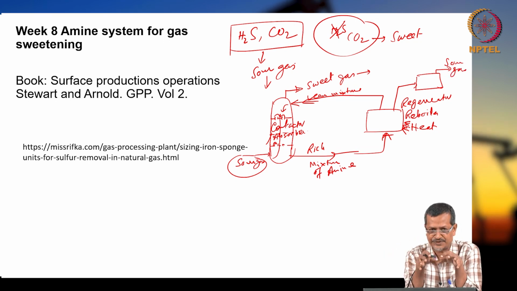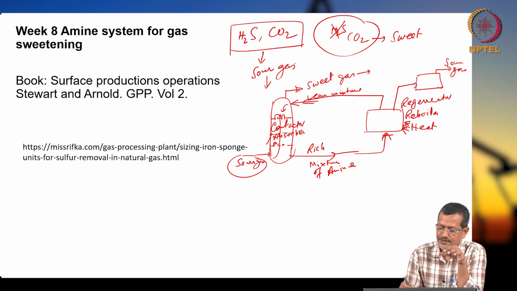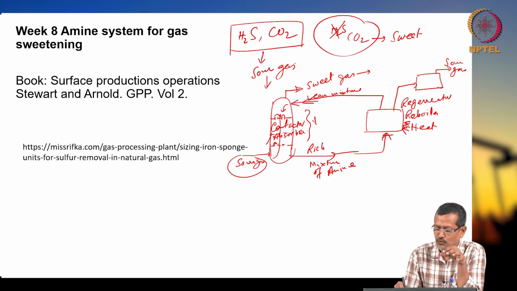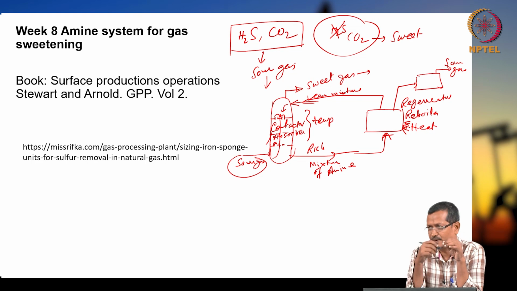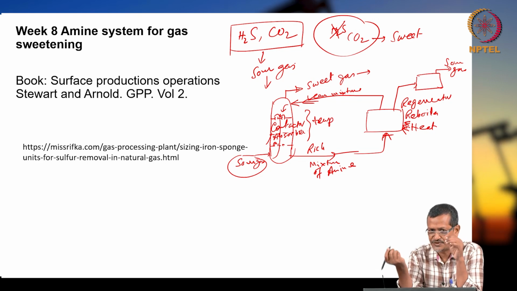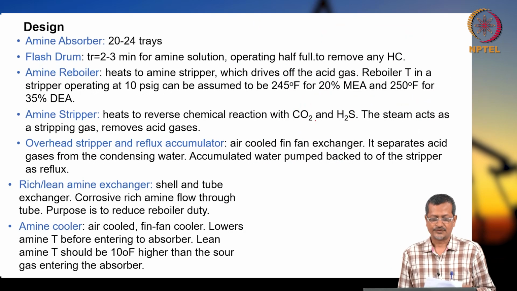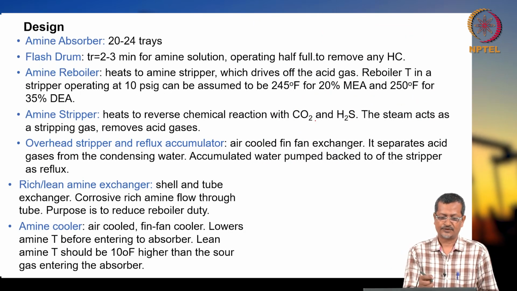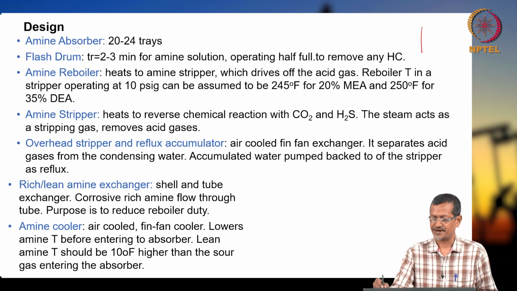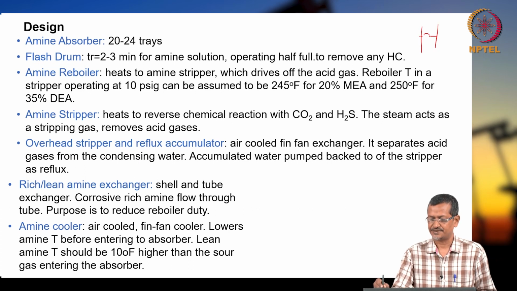At cold temperature it will be absorbing. So the amine contactor column will have a lower temperature. At lower temperature it will be absorbing, at higher temperature it will be releasing H2S. Fine. So the amine absorber normally will have 20 to 24 trays. There will be trays.